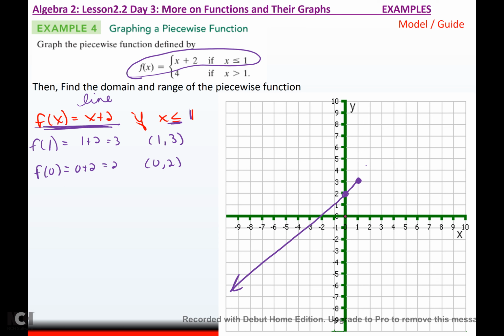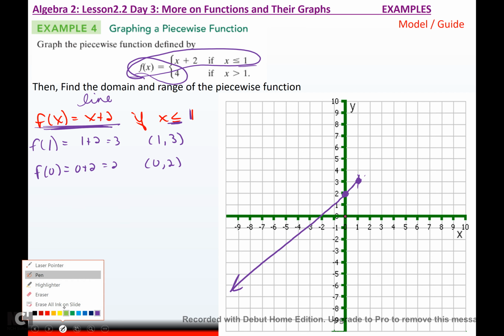This line technically goes on forever and ever, but they don't want anything past 1. So they just want the line that goes from all the way over here, but it stops at 1. After 1, they want me to graph this piece, f of x equals 4. Oops, let me change colors here.